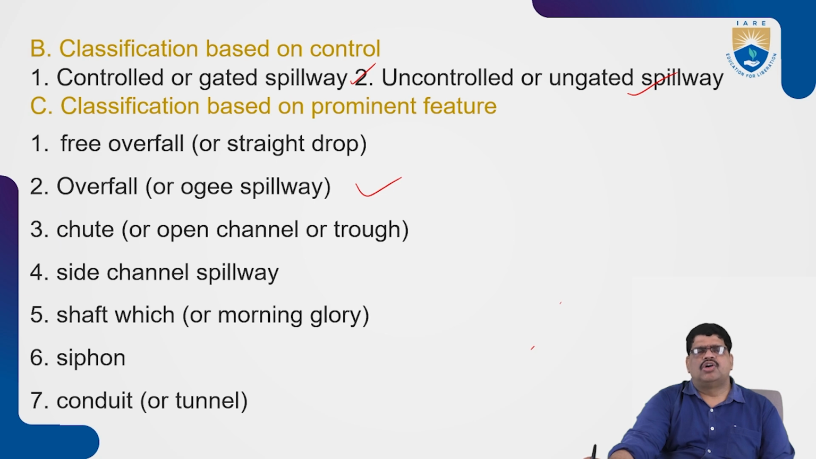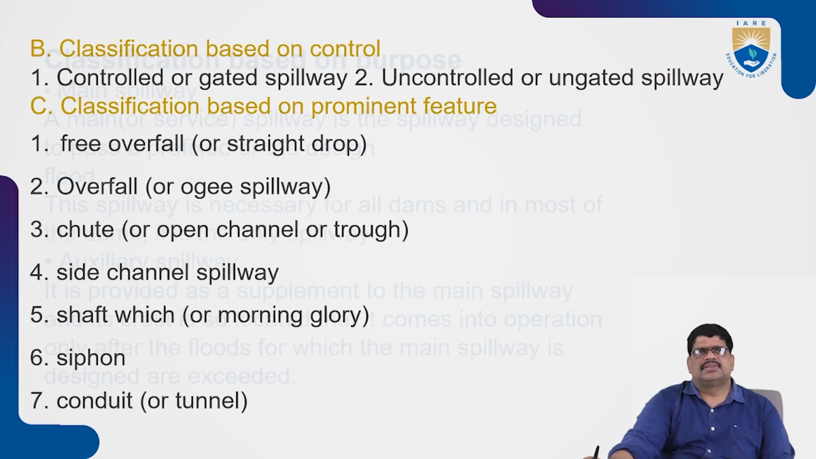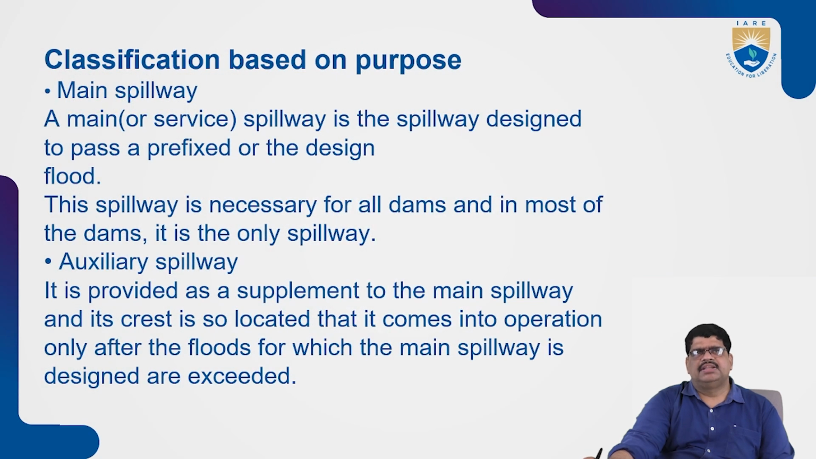Then the seventh one is conduit or tunnel type, which can be provided so that water absorbed from the reservoir can be removed through the tunnel. This is the classification.